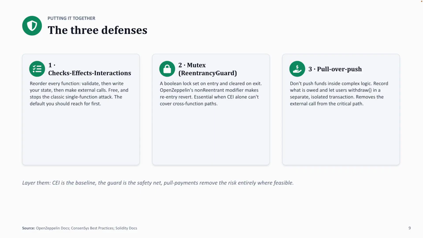Doing so, even if the attacker had re-entered that function, the attacker could have got only his or her own tokens. So what does pull over push do? It records what is owed and lets users withdraw in a separate, isolated transaction. It removes the external call from the critical path. So CEI is the baseline, the guard is the safety net, and pull payments remove the risk entirely where feasible.